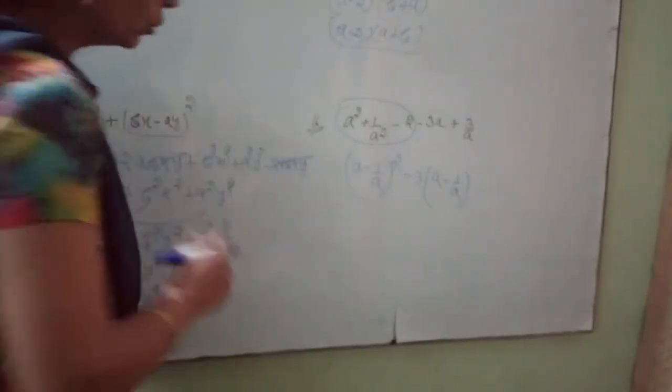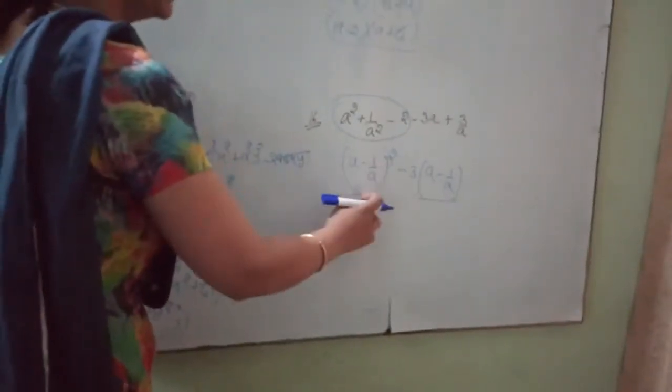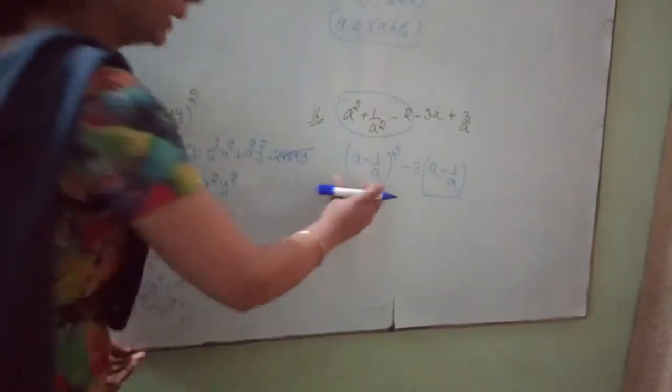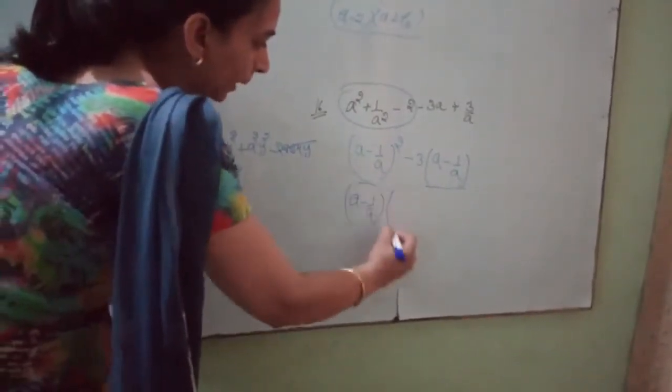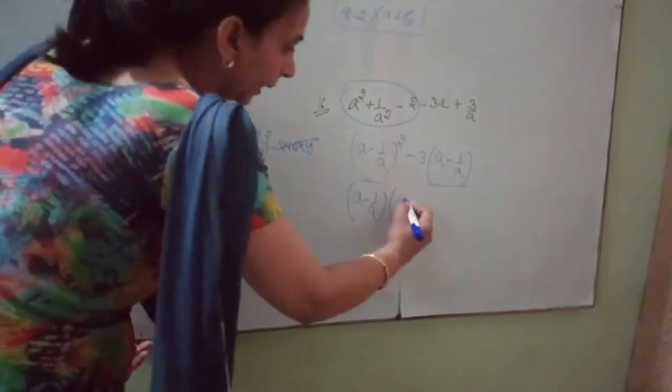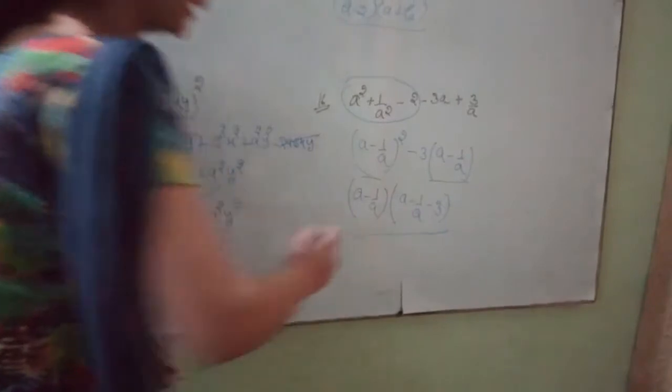Then we have a total of 2 terms, first and second. In both terms, a minus 1 by a is common. Then we take a minus 1 by a common, then only a minus 1 by a minus 3 remains. These are the factors of the given expression.